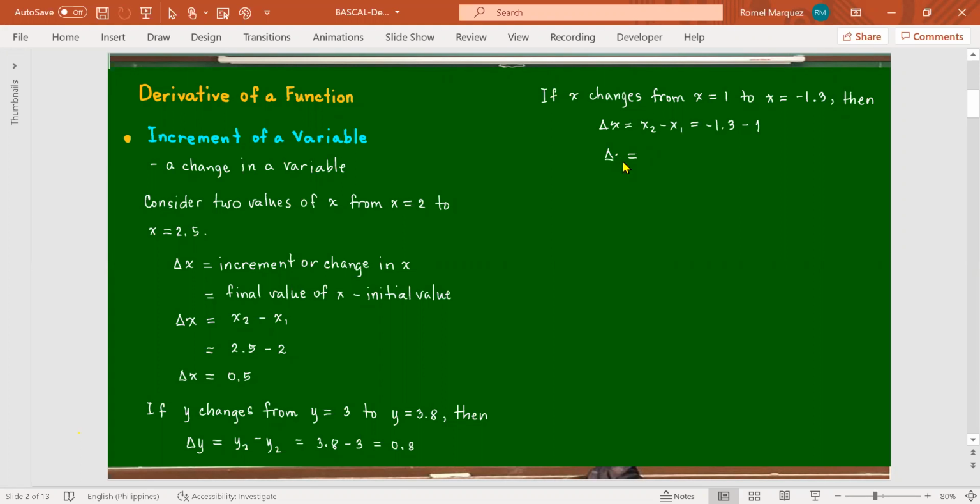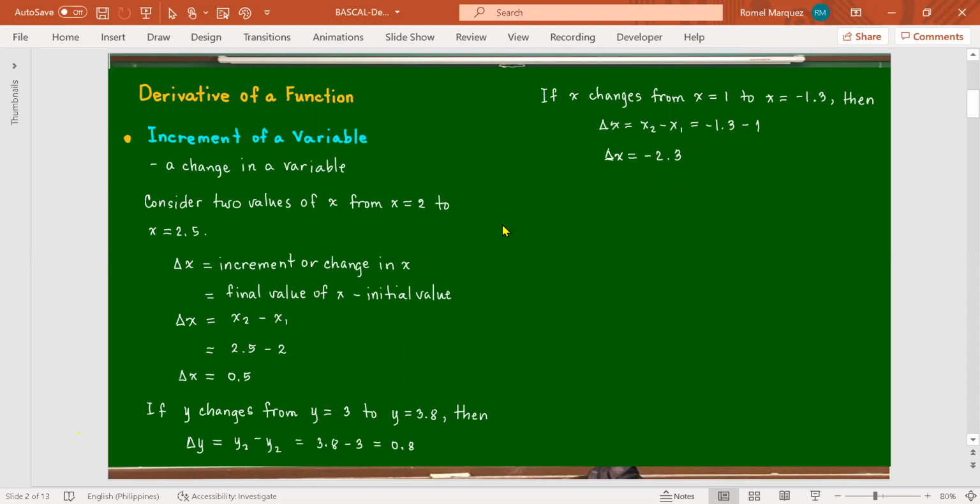So delta, or change in a variable, can be negative, can be positive, depending on whether the value decreases or the value increases. If the value increases, the change is positive. If the value decreases, the change is negative, like in this case, from bigger to smaller. So we have negative 2.3, no? Okay. Is that clear now what we mean by increment in a variable, guys?